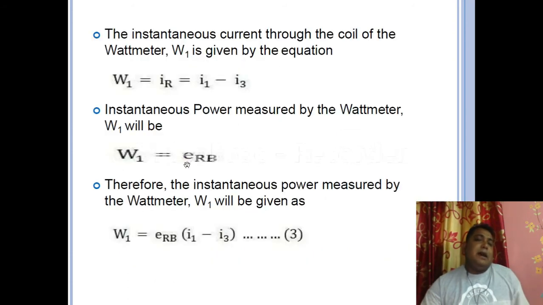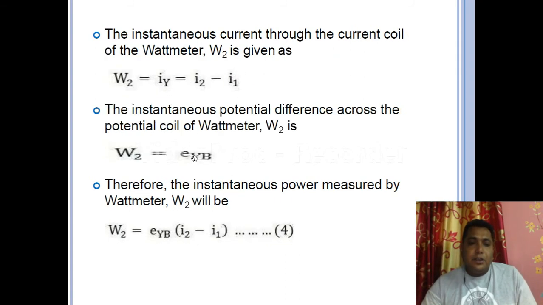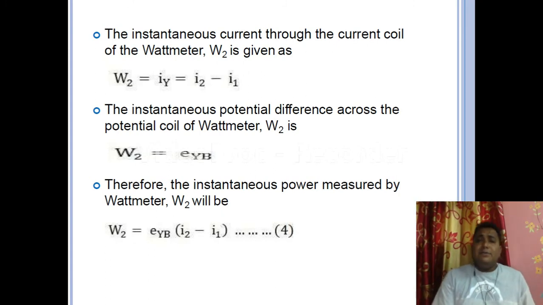So what is the power? Power is the voltage into current, so that line voltage into the current. What is the current? Current is the IY. So what is IY? IY is the I2 minus I1. So the power is given by W2 is equal to EYB into I2 minus I1. Like previously we have done, here also we can do that.